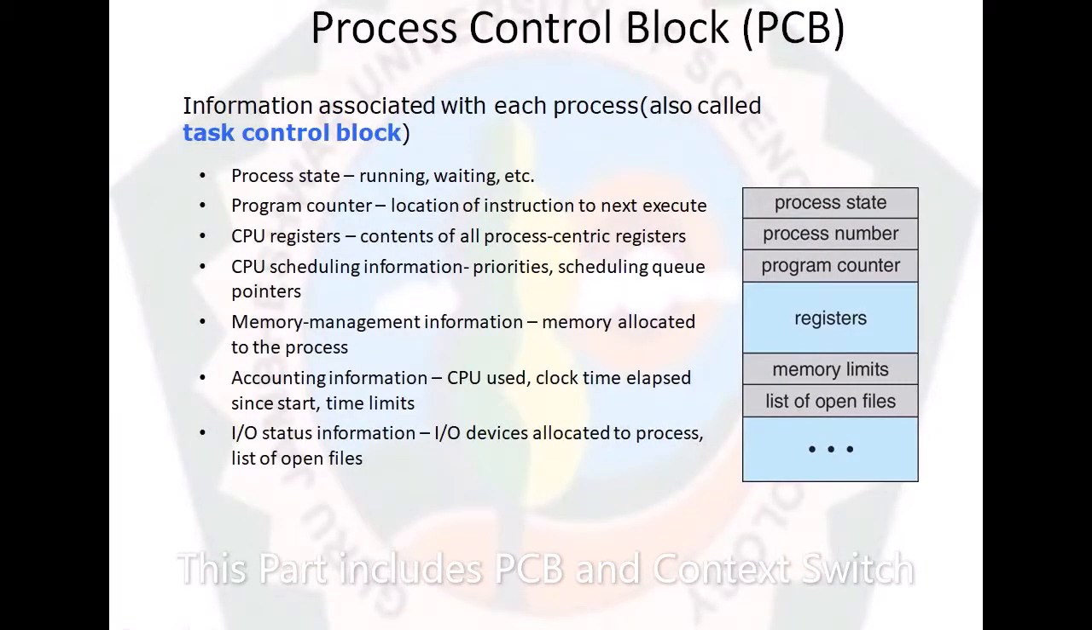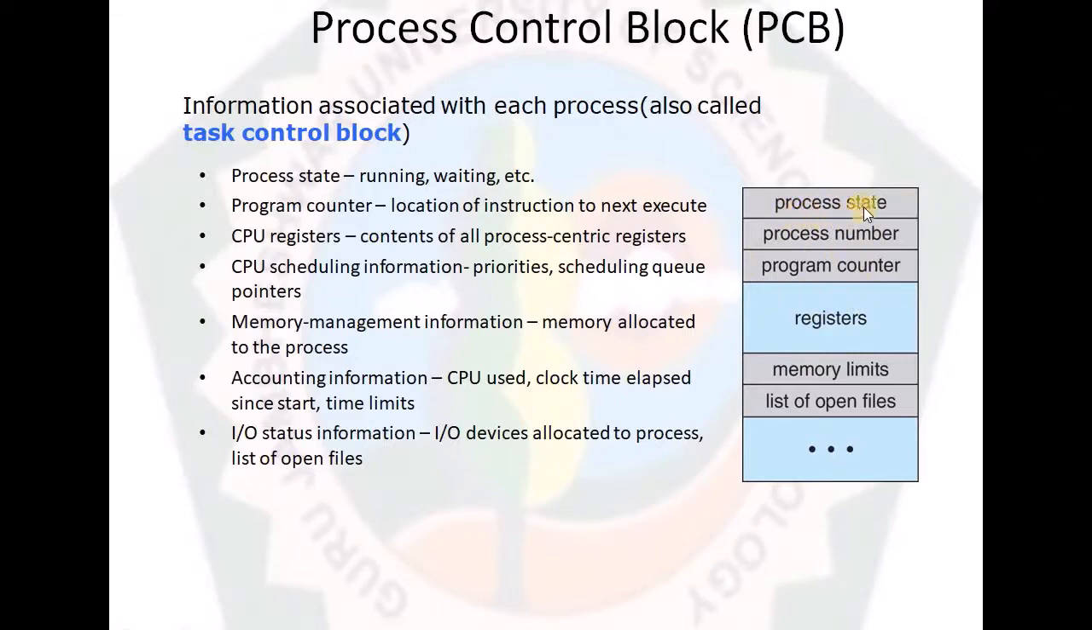Next is the process control block. Each process is represented in the operating system by a process control block associated with each process. Again, I am repeating, a process control block is attached to each process that is represented or executing in a particular operating system. It is also sometimes known as task control block.